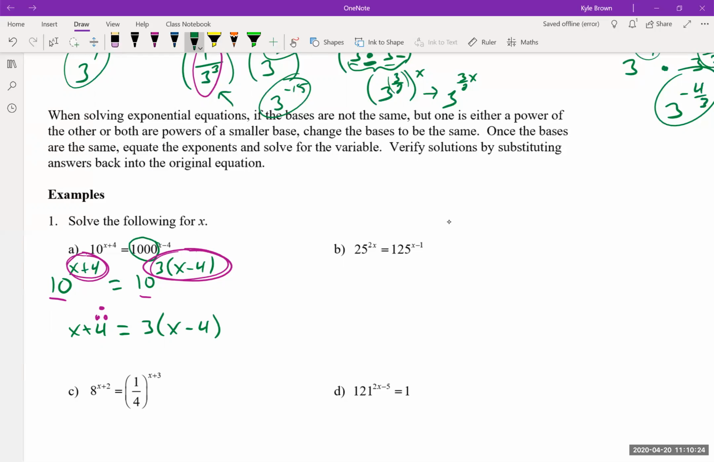Now you guys have done tons of this, right? So could expand that out. So we got x plus 4 is equal to 3x minus 12. I'll get my x's on the same side, numbers on the other here. So minus x, and we get 4 is equal to 2x minus 12. So plus 12, plus 12. So we got 16 is equal to 2x. And then lastly, divide by 2. So x is equal to 8.